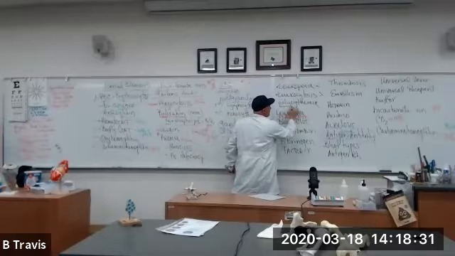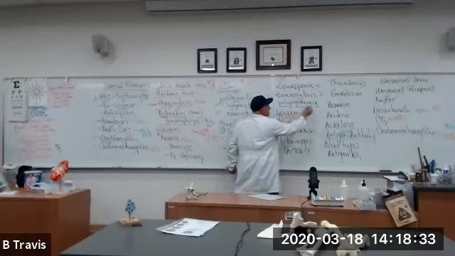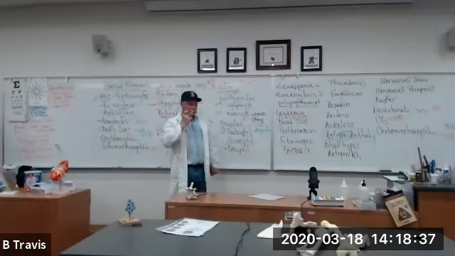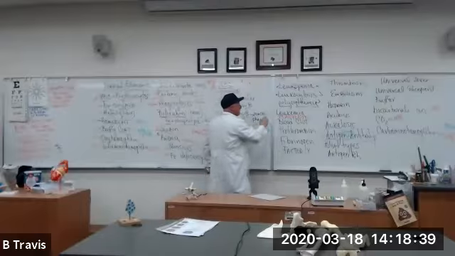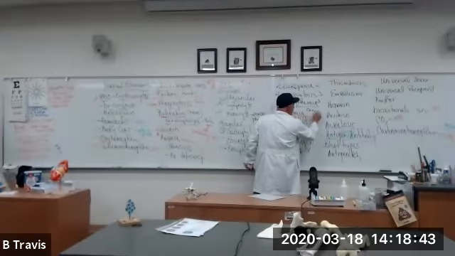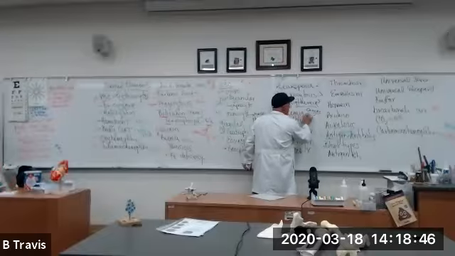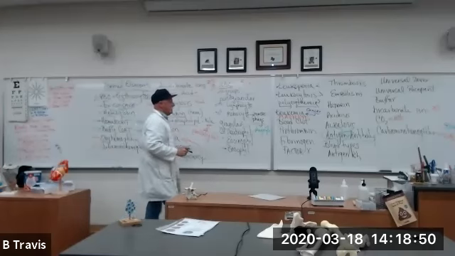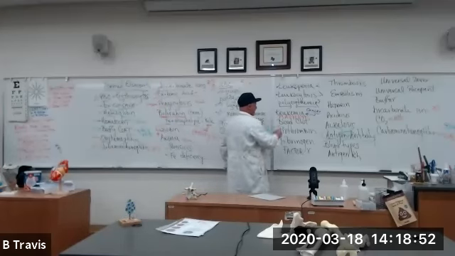I want you to see polycythemia. That means higher than normal red blood cell count. Leukemia. That's cancer of the blood, white blood cells. Remember we talked about that? The general term is neoplasia, leukemia. All right.